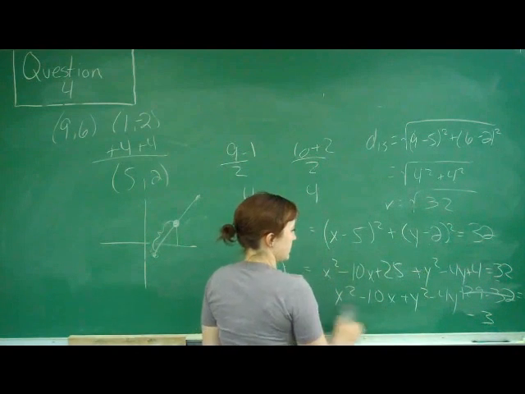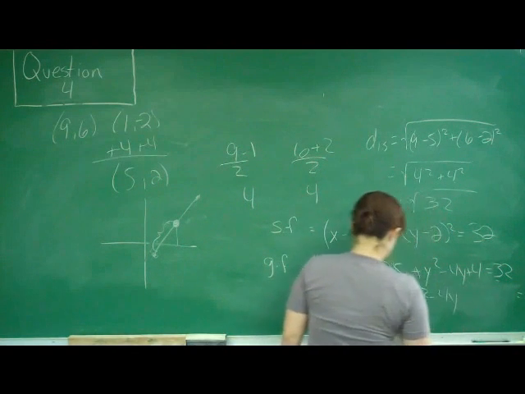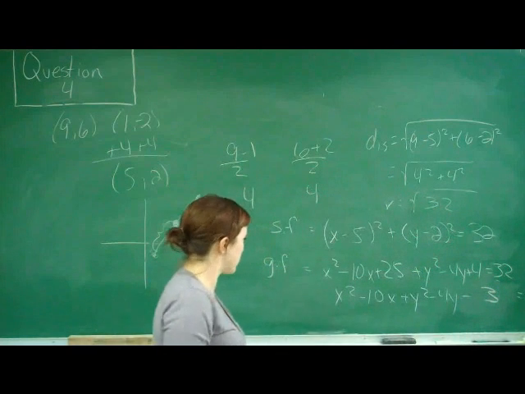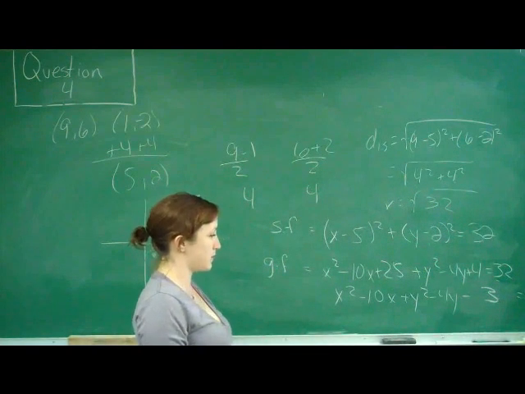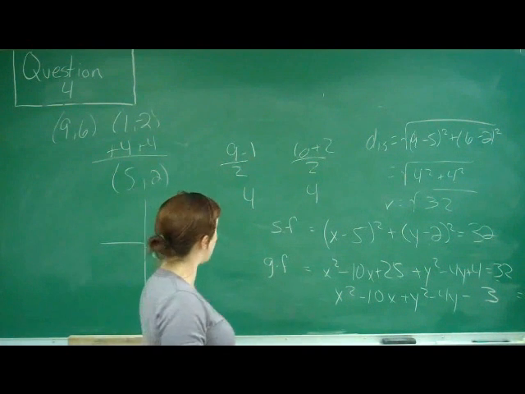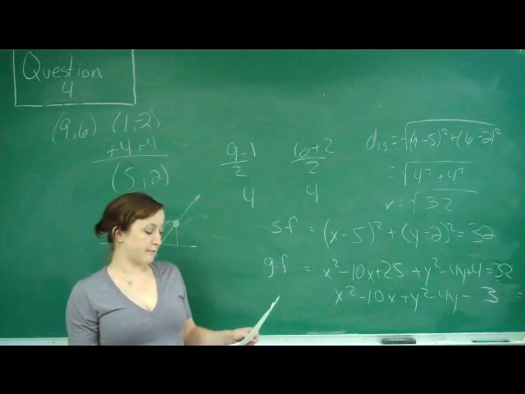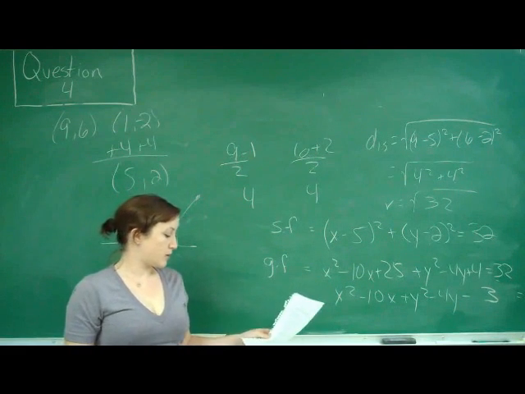So your general form, I'm just going to substitute that in, is x squared minus 10x plus y squared minus 4y minus 3 is equal to 0. And that is how you find the general form and standard form for this question.